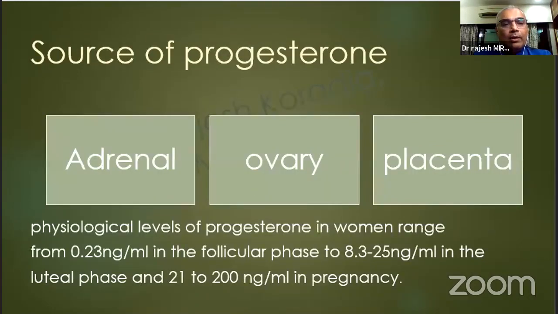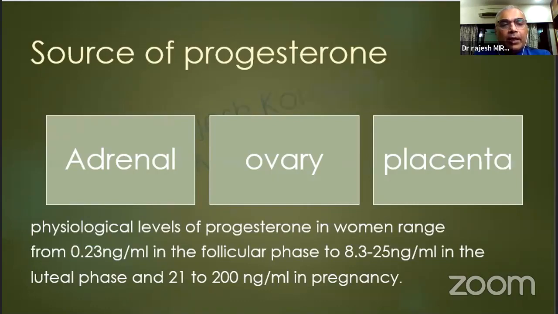So progesterone is a hormone that occurs naturally in the body. It can be made in the laboratory, and progestogen is a general term for the substance that causes some or all biological effects of progesterone. So there are three sources of progesterone: adrenal, ovary, and placenta. The physiological level of progesterone in women ranges from 0.23 nanogram per ml in the follicular phase to 8.3 to 25 nanogram in the luteal phase and 21 to 200 nanogram in pregnancy.